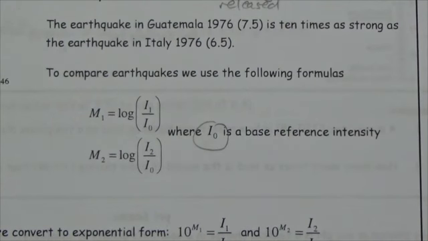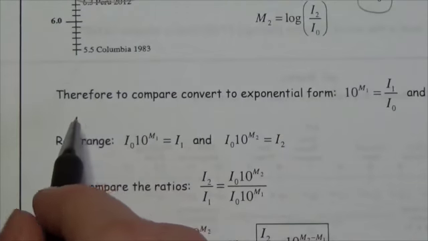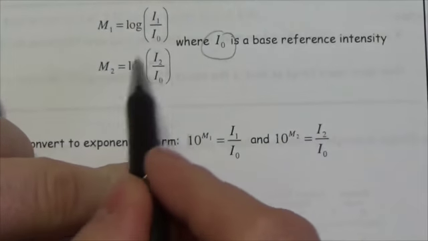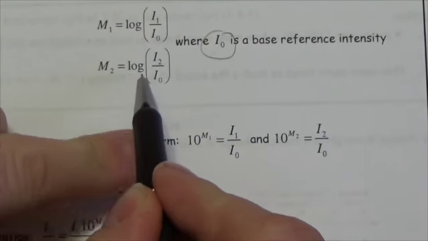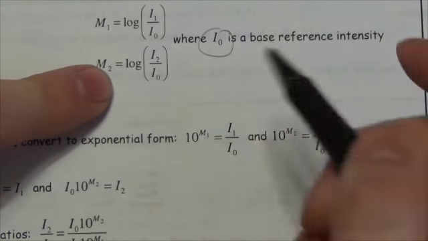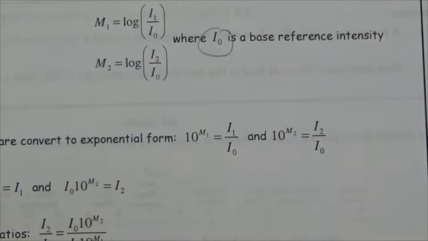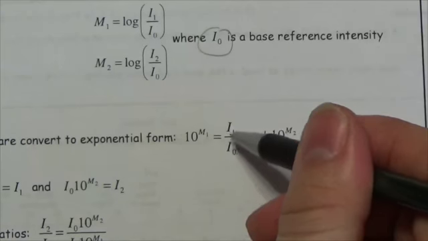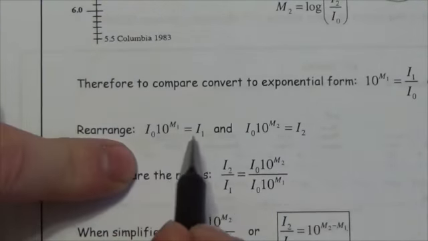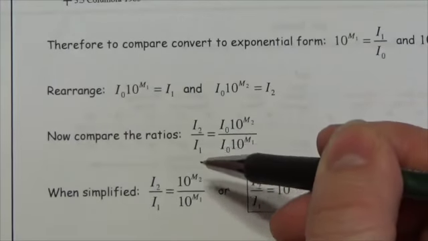Now, if you're going to compare, which is really what we're going to do in this course, we're going to compare two earthquakes. What we do is we convert both to exponential form. Think about this: it's a common log, so the base is 10. So 10 to the m2 is going to equal that ratio, I2 over I naught. And the same thing for the first earthquake, I1. Now that means we can rearrange those two equations to solve for their specific intensities, and then we can find the ratio.